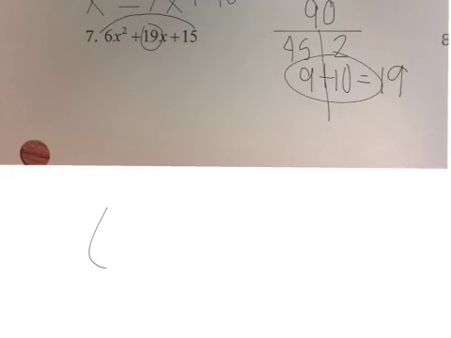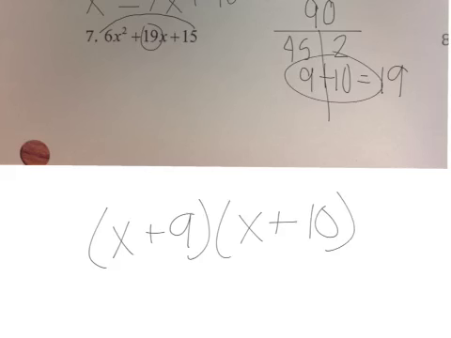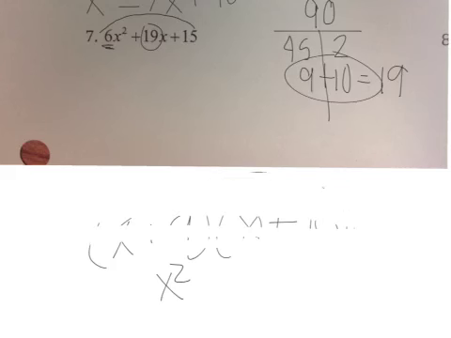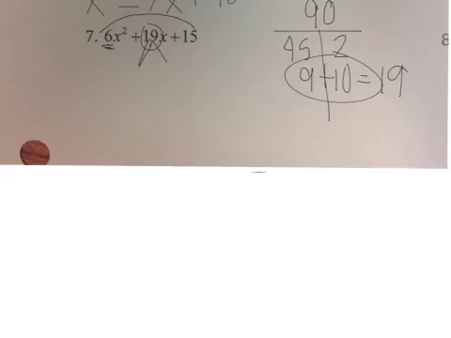Now it does not work to just say, well, x plus 9, x plus 10. If I were to actually multiply that out, I'd end up with an x squared, but my original had 6x squared. That's why we can't just throw those in there like we can with the problems where a does equal 1. So get rid of that. So what I'm going to do instead is I use those numbers I found in my chart, the 9 and the 10, and I use them to break up this middle term.